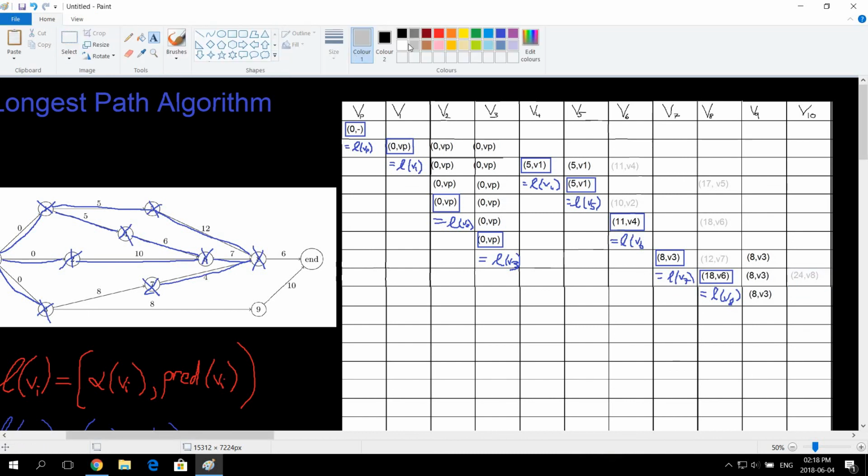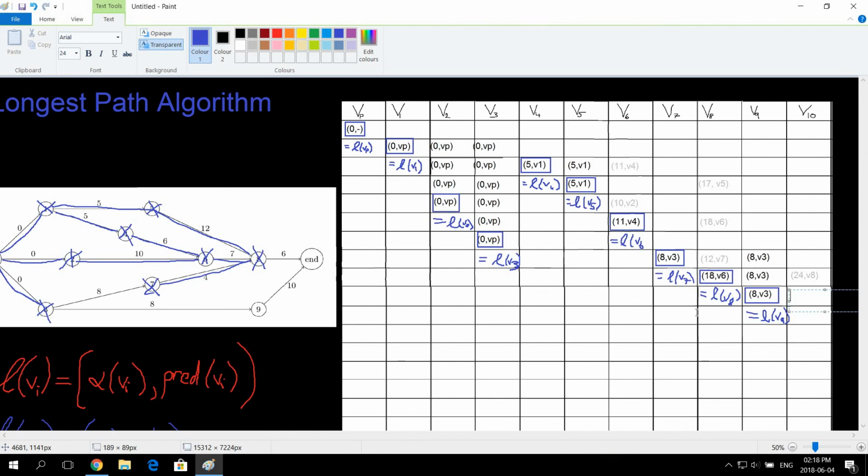Cool. So now our only option is V9. So let's quickly select it. Cool. And we're going to write in there that it has been selected. And here we go. Now we're going to add this in here. What does it equal? It's 8 plus 10. Okay. That's 8 plus 10, that's 18, and it came from V9.